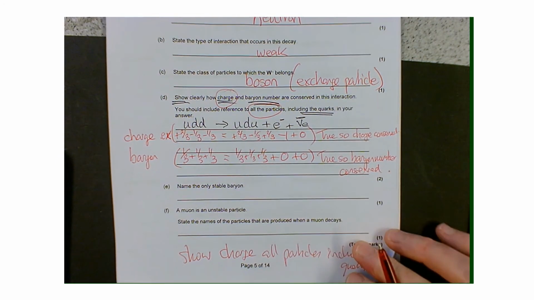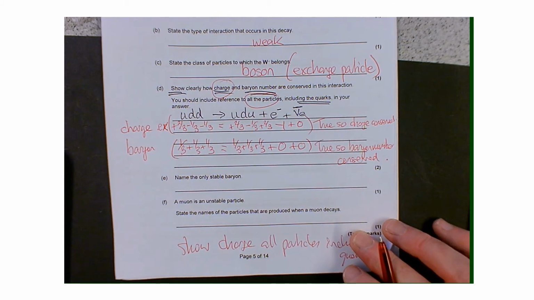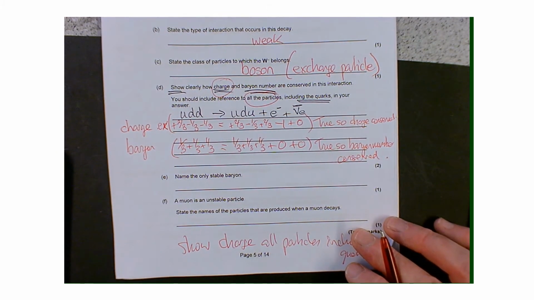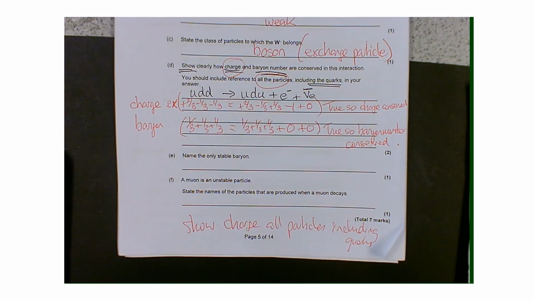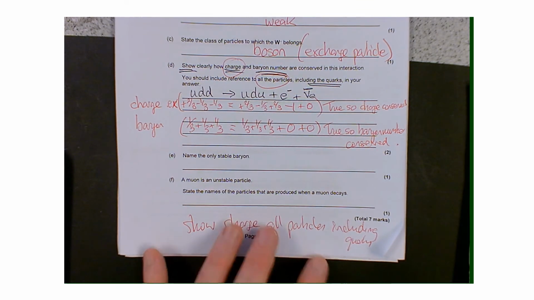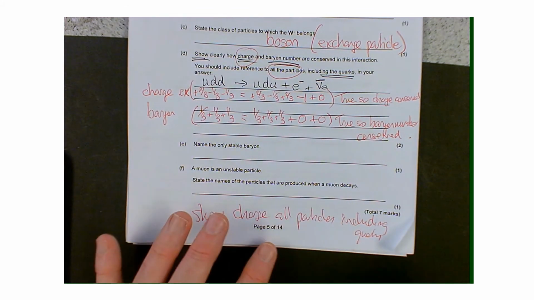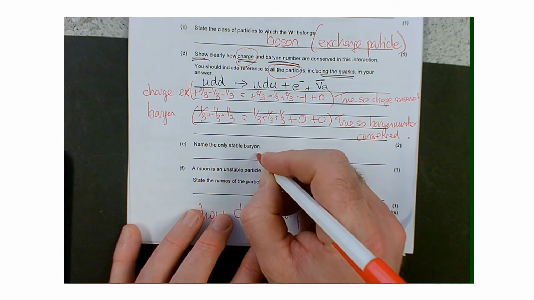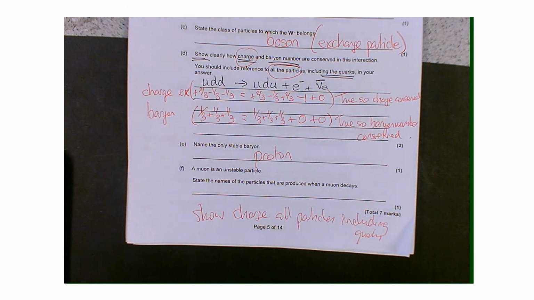But the important thing is that you've shown the charge for all particles, you've shown the baryon number for all particles. That's what gets you the marks. Okay? Right. So that's that question. Anyone that didn't get that question right is probably down to really reading the question. That's what's tricky there. Only stable baryon, once again. Proton, yeah. A muon is an unstable particle.